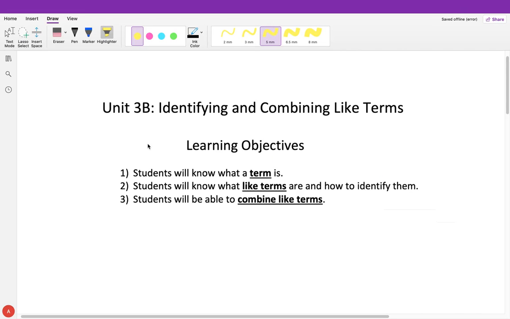All right, so we're now moving on to our next section of this unit, and that's going to be section 3B, and we're discussing identifying and combining like terms.